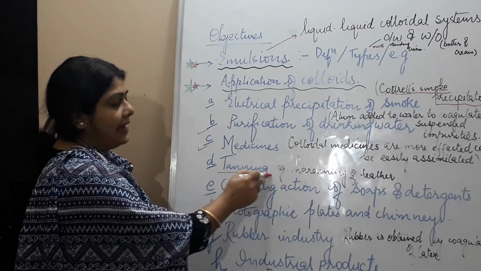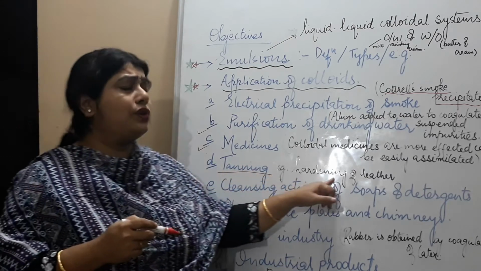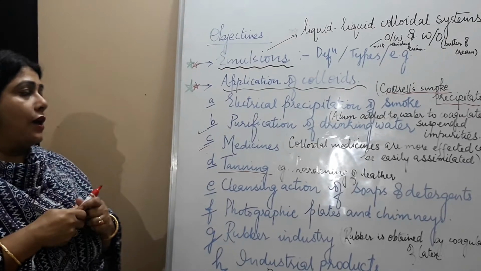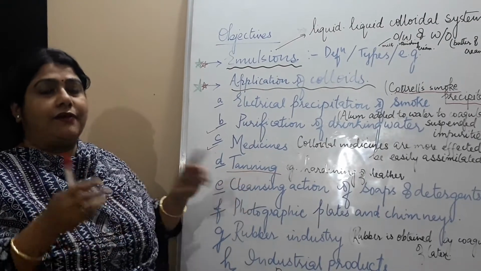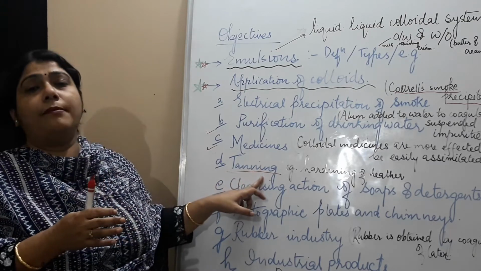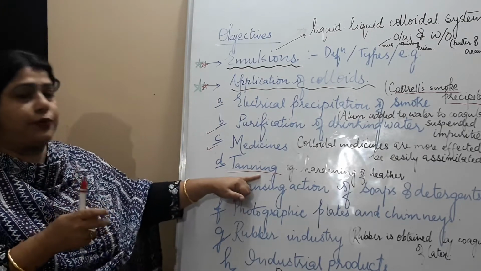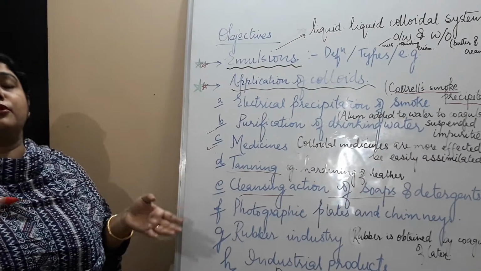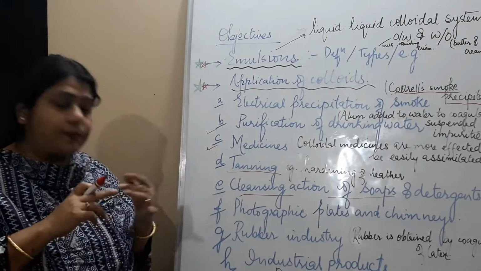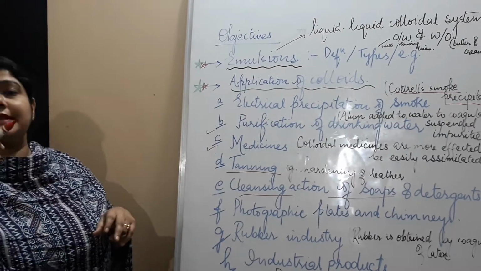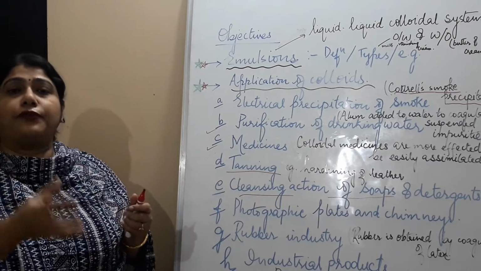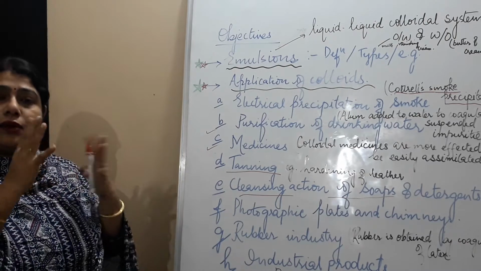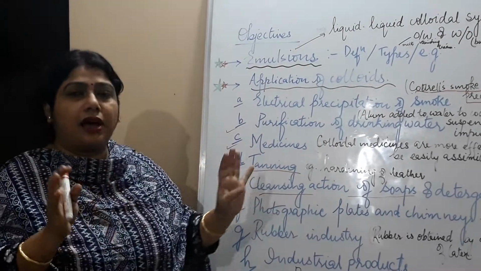The next one is tanning. What does tanning mean? We know that animal hides are used to make leather. These animal hides are allowed to mix with tannin, and when they mix with tannin, they form a coagulation, and that leads to a process known as tanning. The next one is cleansing action of soaps and detergents. We have already learned about micelles, how they are formed, how the hydrophobic part and the hydrophilic part play a crucial role, and how the dirt forms an emulsion along with the soap molecules and the micelle, and thus is washed away.